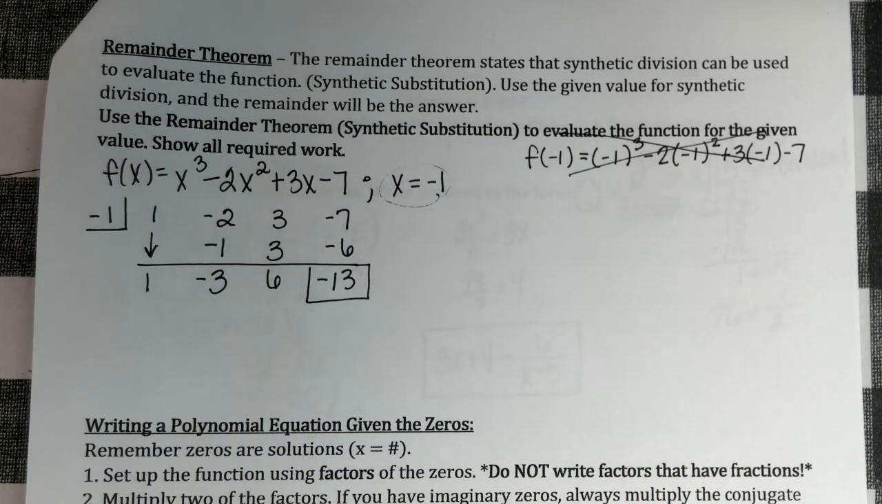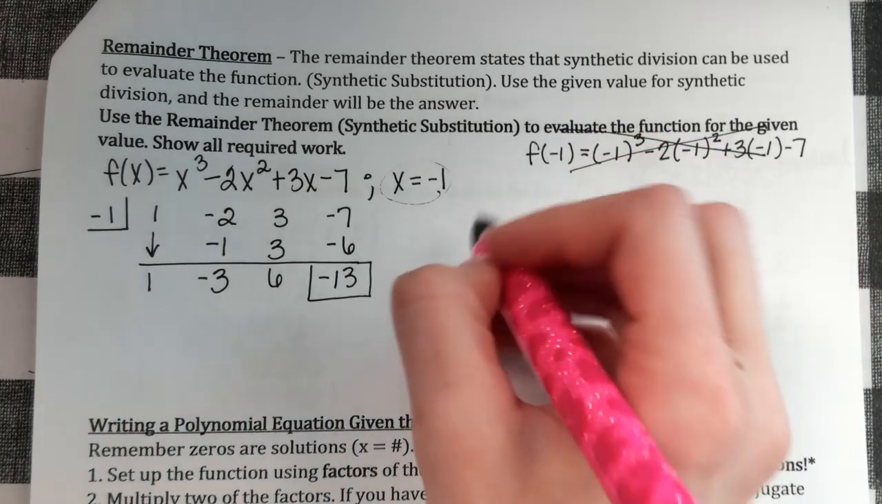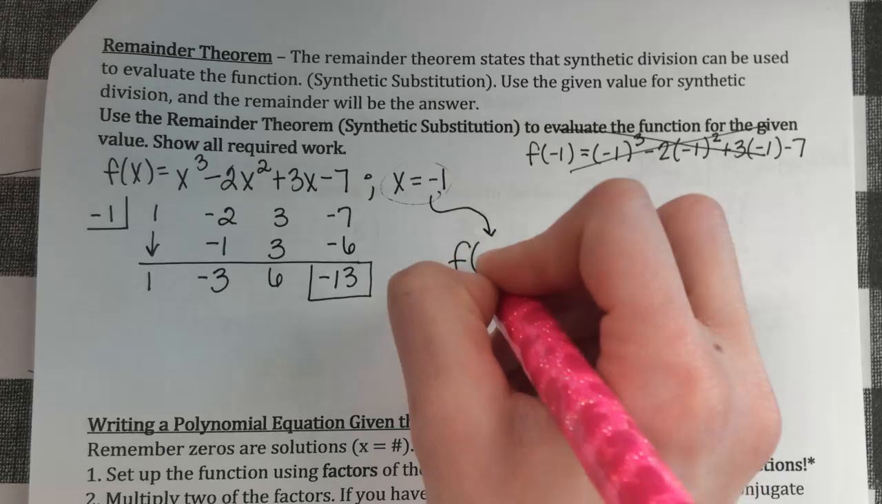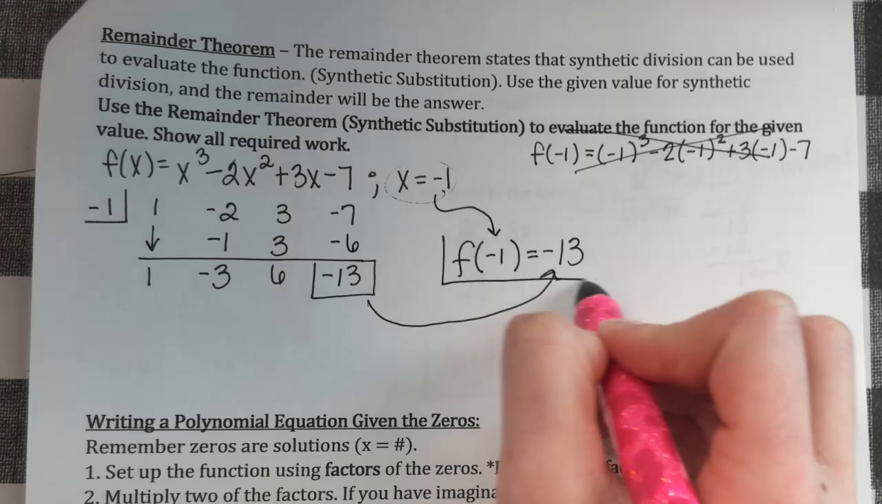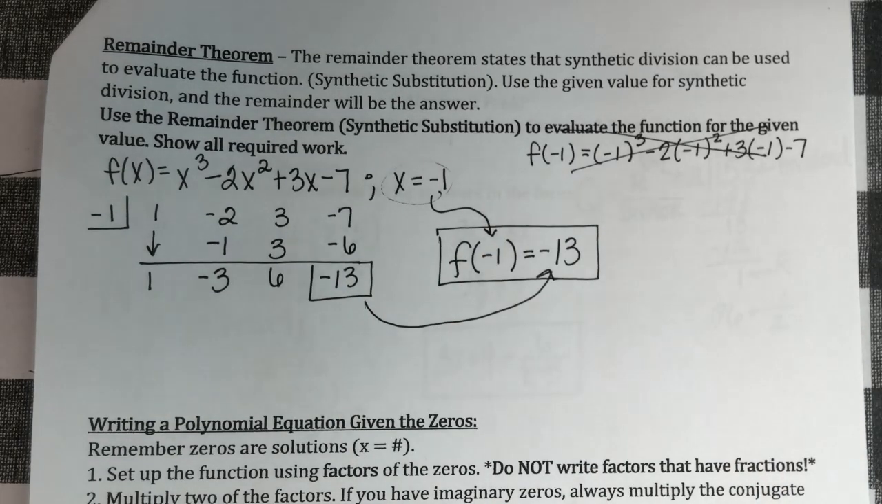Some people will do that and then tell me x squared minus 3x plus 6 plus negative 13 over negative 1, which is not what I'm asking. I'm asking you to evaluate the function for that given value. So that means f of that x value, negative 1, equals your remainder, negative 13. So this is just showing you that you can use synthetic division, and remainder theorem is another way for you to find the value of the function. Okay? We good with that? All right, last two examples.